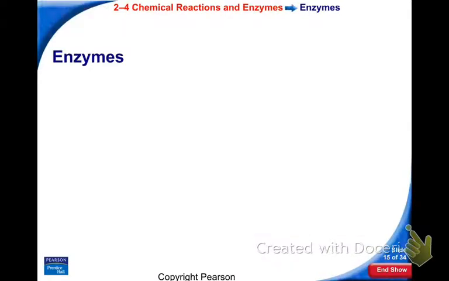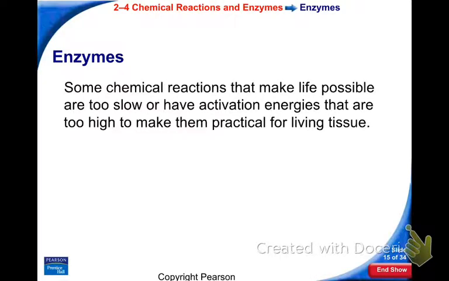Enzymes are a special type of chemical that allow life to be possible, because without an enzyme, these chemical reactions would happen so slowly that it's really not going to be practical for living systems. The activation energies are too high. It takes too much energy to get the chemical reaction started. So we want to have some type of aid, assistance in getting the chemical reaction started so that it'll be more practical for living things.